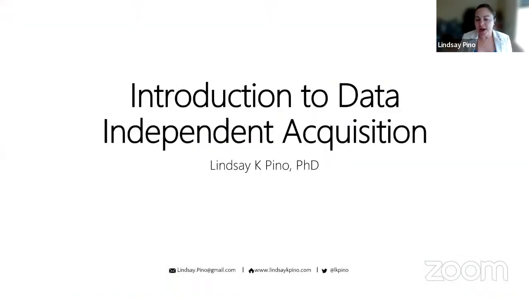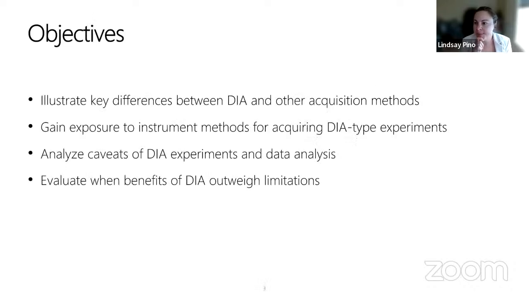As I mentioned, we're going to talk in this section a little bit more about data independent acquisition. I'm going to give you a lot of information, but there are really 4 key things that I hope you take away from this lecture. The first is to know some of the key differences between data independent acquisition and some of these other acquisition methods that we mentioned this morning. Second, I want to give you a little bit of exposure. There are a lot of different methods out there, but I want to expose you to some of the various flavors of DIA that you might come across.